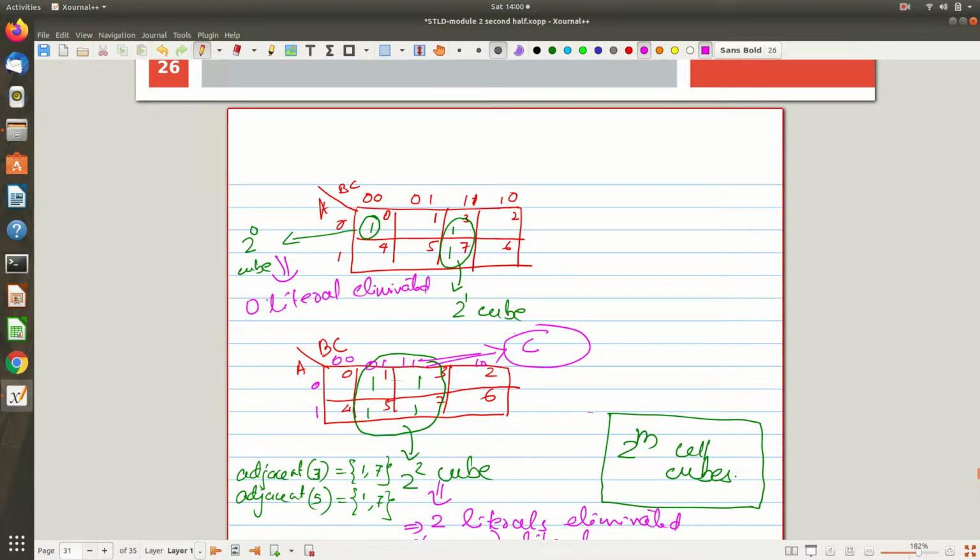So how many literals are there totally? 3 minus 0 literals remain. So that means all literals remain, right? All literals remain means it is a minterm, so we couldn't simplify it further.